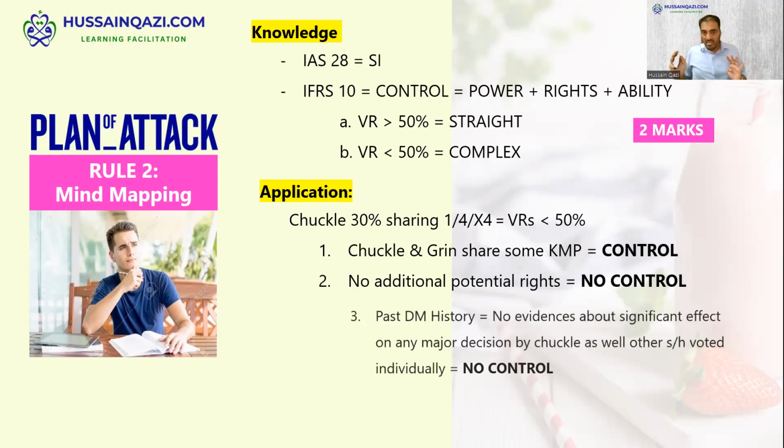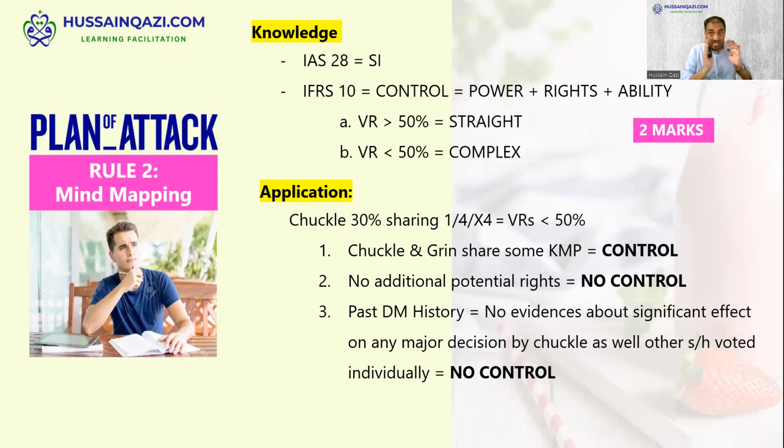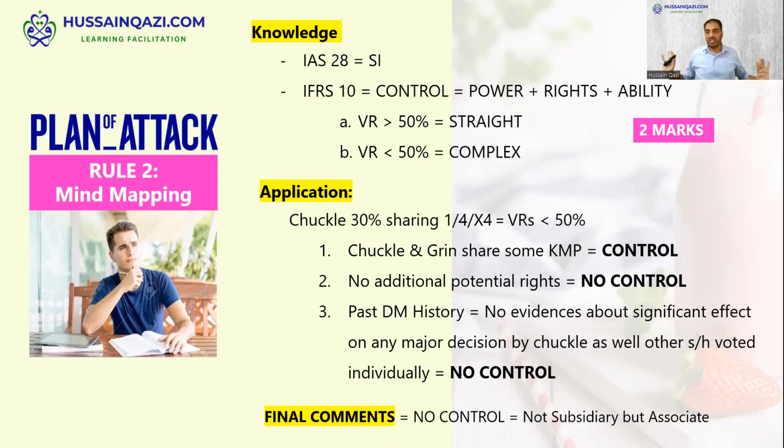That means no control. Third, past decision making history here. No evidence of significant effect on any major decision by Chuckle, as all other shareholders voted individually. It means Chuckle is not able to control the things. So overall, final comment: no control. It's not a subsidiary, but an associate. So this is a quick framing in your mind that I will write the things accordingly. Do practice the question this way: plan some important points about knowledge and application, then start drafting.